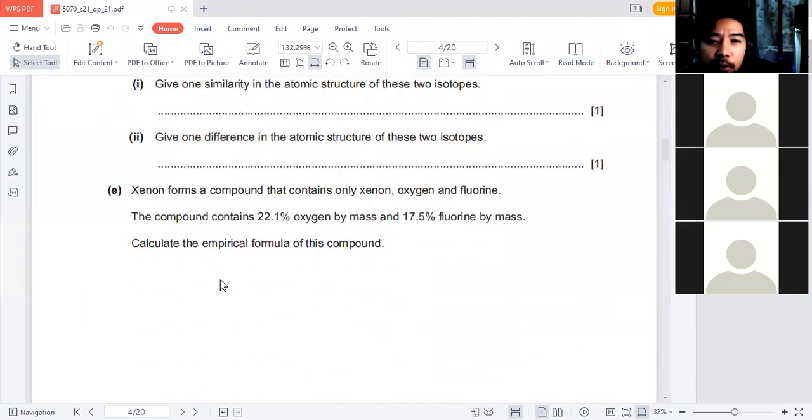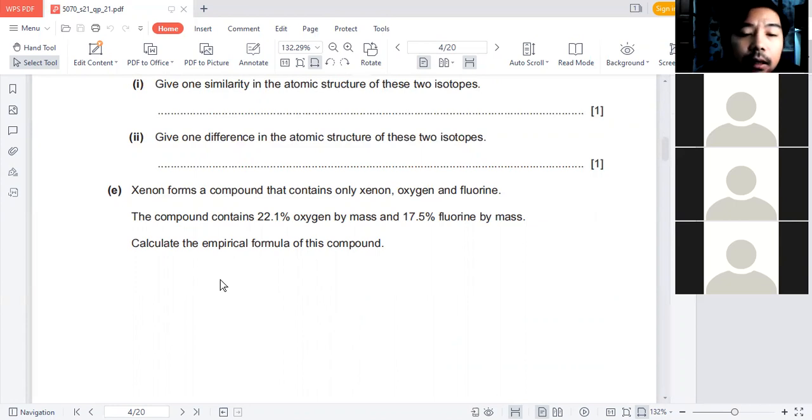Now, xenon forms a compound that contains only xenon, oxygen, and fluorine. The compound contains 21% oxygen by mass and 17% fluorine by mass. So, where is the xenon? Of course. You have only 3 elements in there, so basically you have to subtract, because the sum of those 3 is always equal to 100. So you have to deduct all those values to find the xenon value.